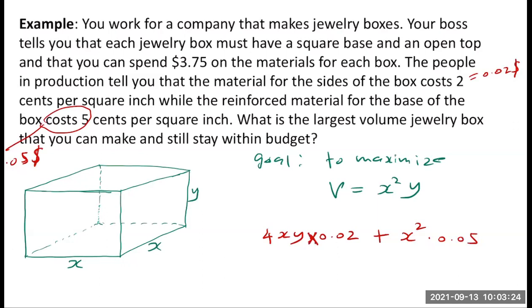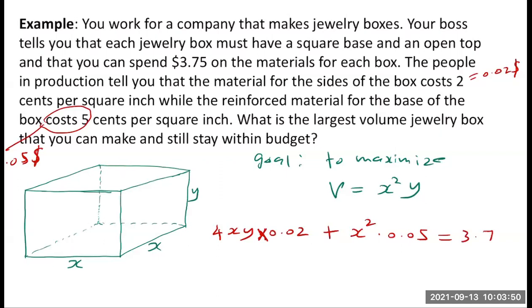So this whole thing should be equal to 3.75. That's the money available for you. Okay. So you are using the available money to make sure that you make the box with the largest possible volume. Okay, so we have this relationship. From this relationship, now I'm going to find my y in terms of x. That's what I'm going to do now.